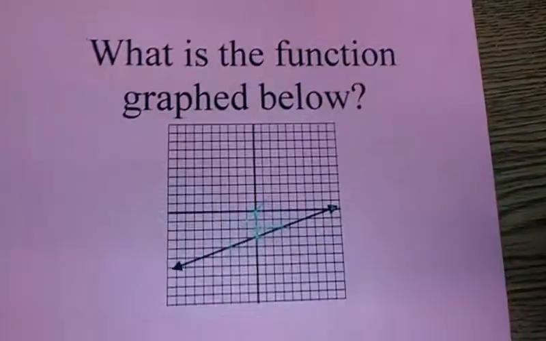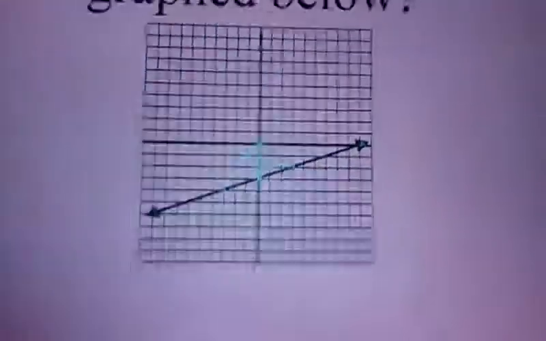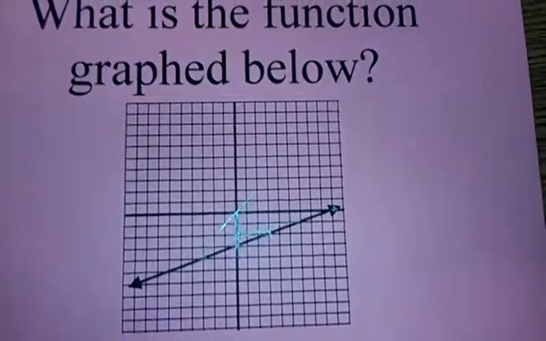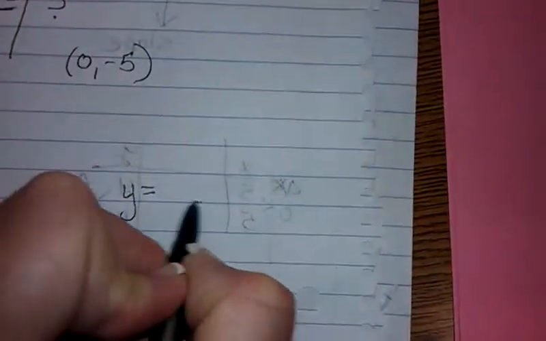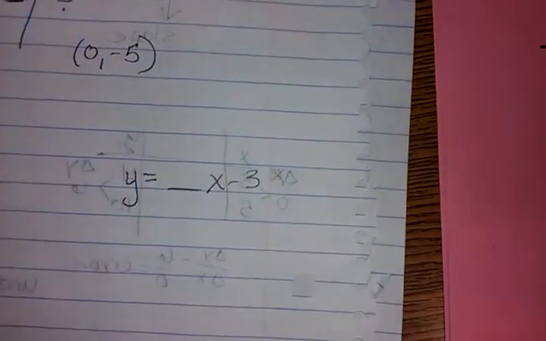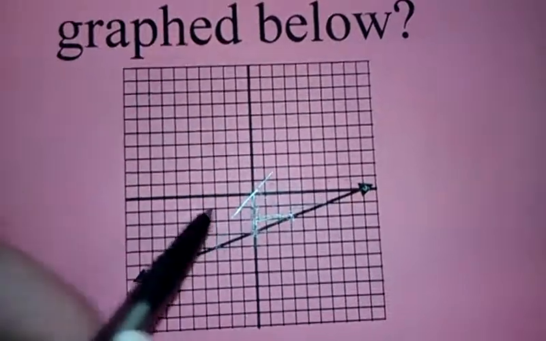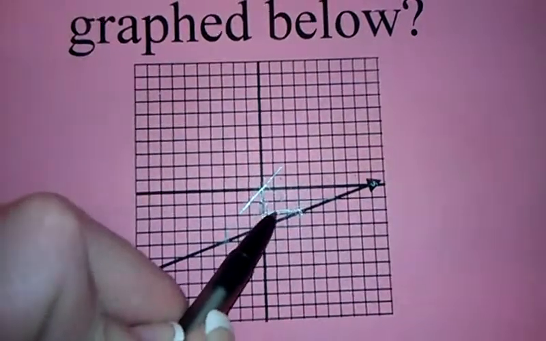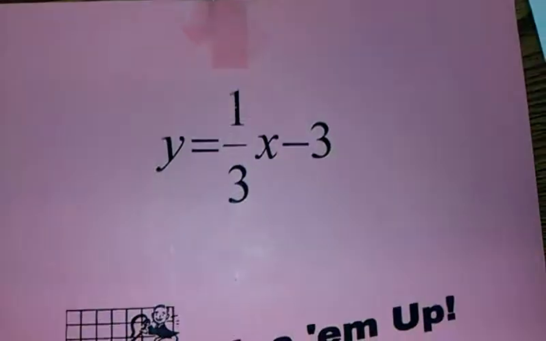The next question says, what is the function graphed below? Well, my hand is shaking. Okay, let's see. It's 1, 2, 3, -3. So I have y equals something x minus 3. Let's find the slope. The line is increasing. It is going up. I go up 1 and over 1, 2, 3. So it is 1/3. So I go to that next card, and there it is.